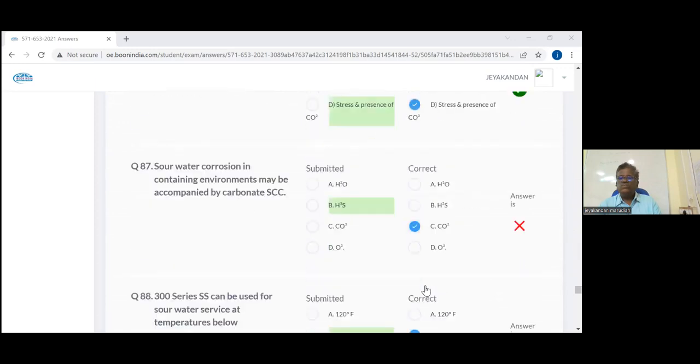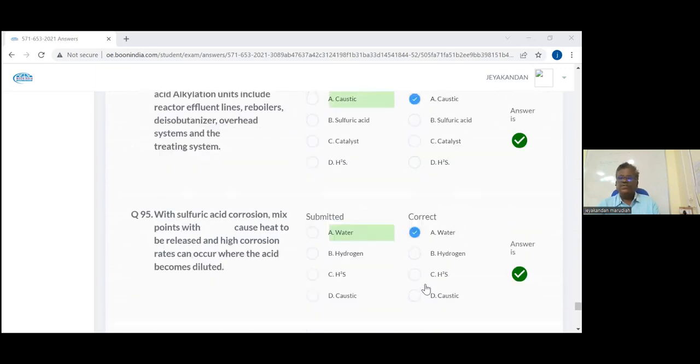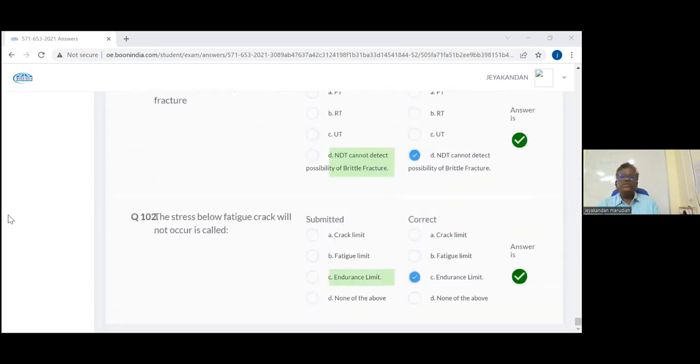One more. Pore water containing environments may be accompanied by CO2. That may be correct, because I have a doubt.